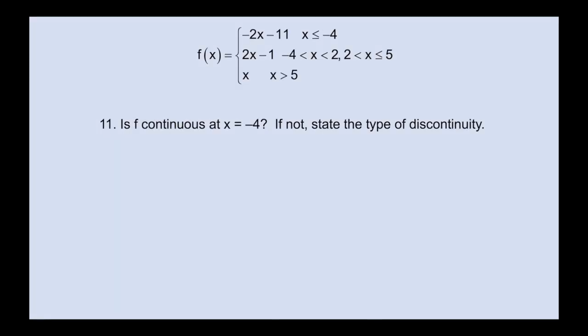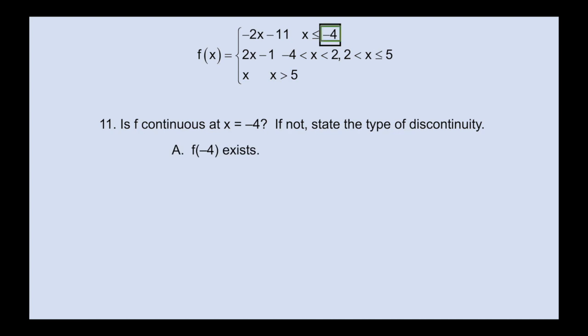For number 11, I'm looking at -4. So again, I see -4 attached to two different pieces. For this piece right here, that's where I would be able to evaluate it. So I could go ahead and plug that in, and I would end up getting -3. It does exist, so it meets condition A.